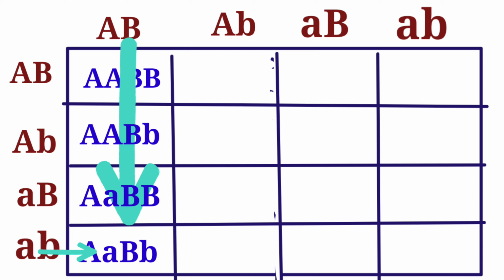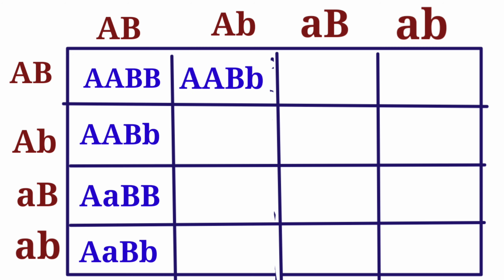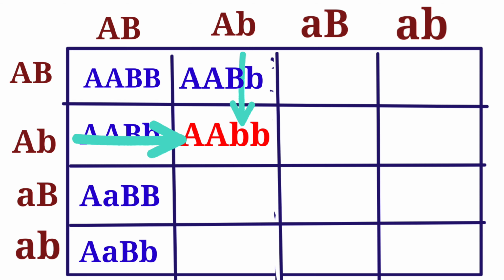Then, next is capital letter A with the small letter a and capital letter B with small letter b. Then, next is all capital letter A and capital letter B with the small letter b. Okay, next is all capital letter A and all small letter b.